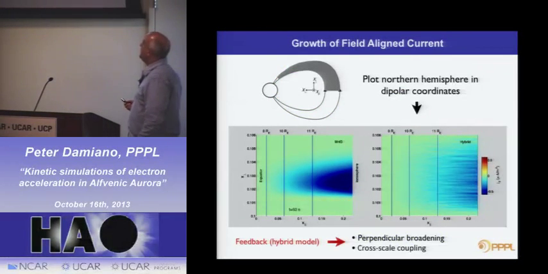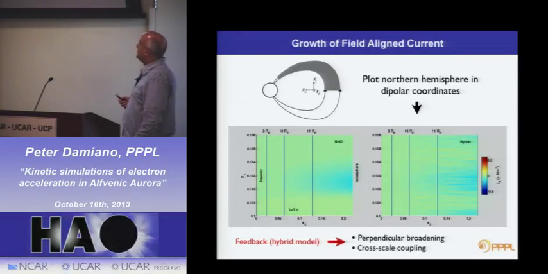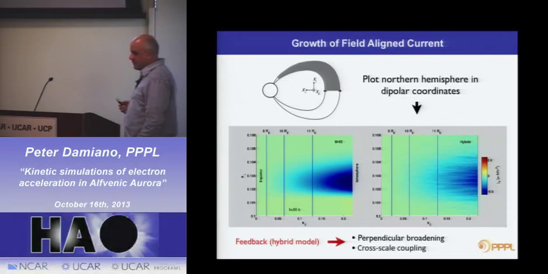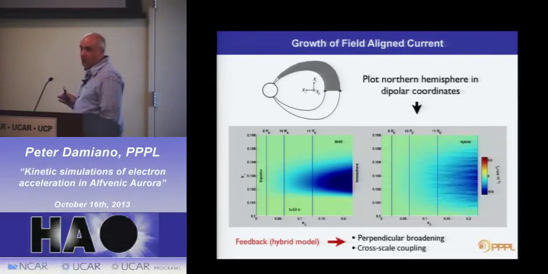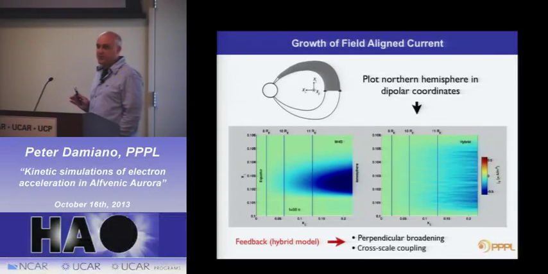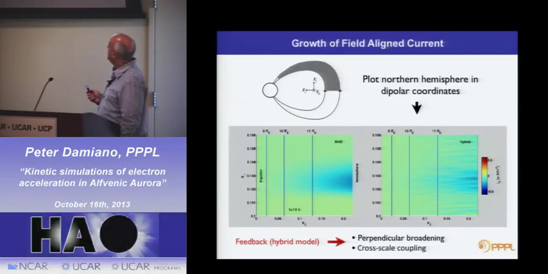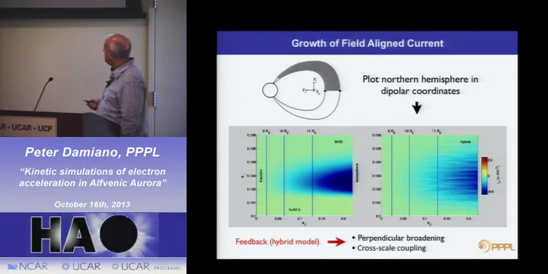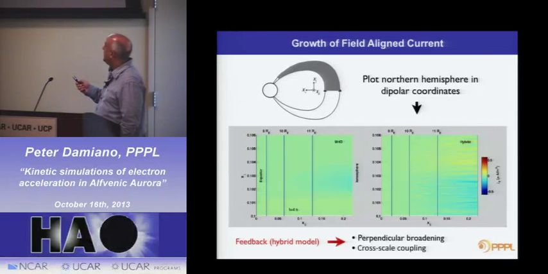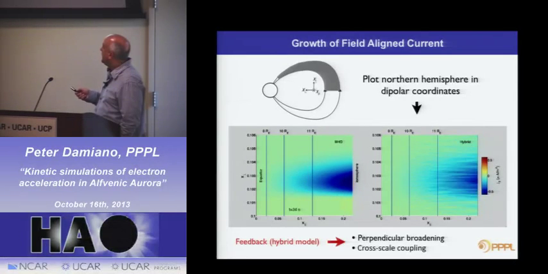This movie is showing you the evolution of both an MHD simulation. And when I say MHD here, I'm actually meaning the system of cold plasma MHD equations that I illustrated previously without any parallel electric field. And on the right hand side, I'm showing the evolution of the hybrid model. And so what you're seeing here is the upper equatorial plane, the upper hemisphere, sorry, has been unwrapped, and we're plotting this in curvilinear coordinates.